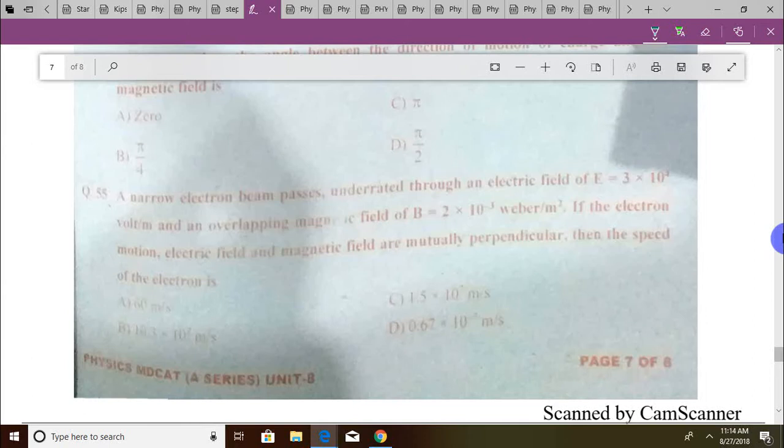If the electron motion, the electric field and the magnetic field are mutually perpendicular, then what happens to the speed? What that means is that the electron is perpendicular to the electric field, right? And the electron is also perpendicular to the magnetic field, and the electric field and the magnetic field are perpendicular to each other, like in the x, the y, and the z axis. And what is the speed of the electron? That is a good question.